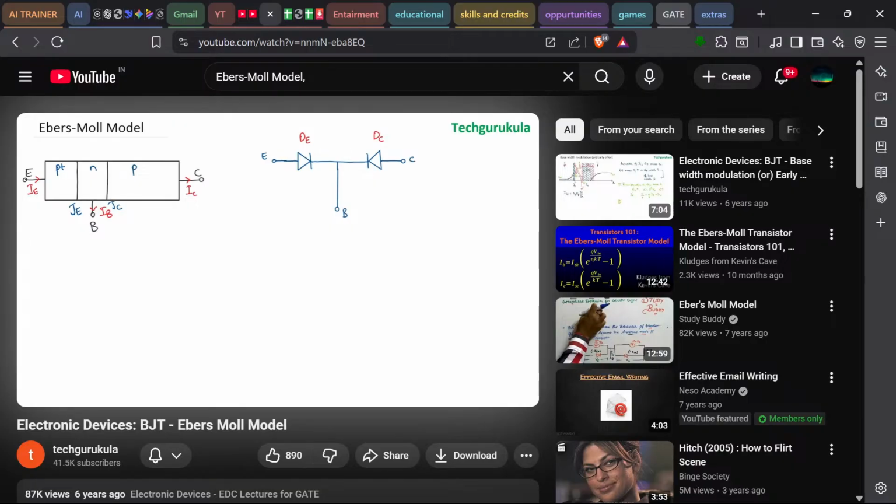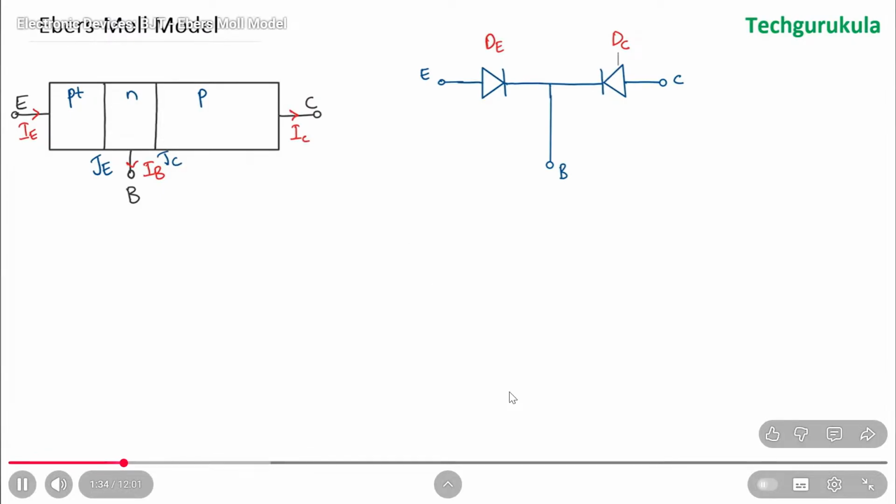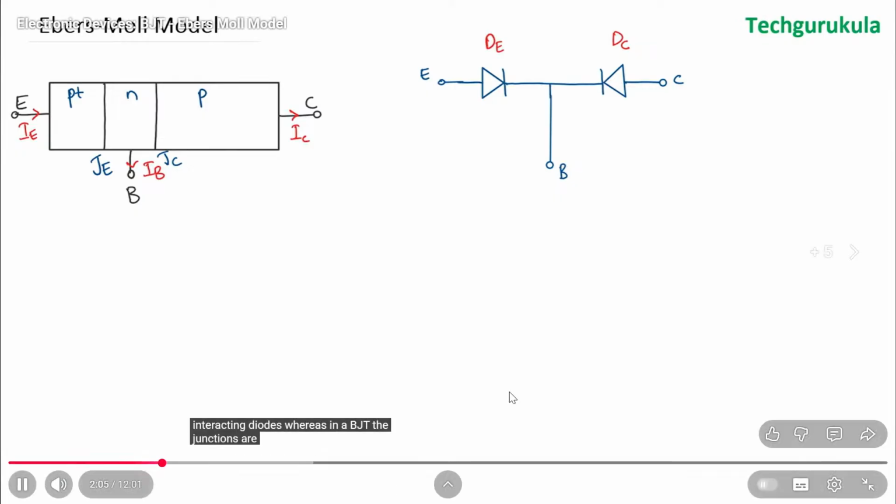If we take two diodes and try to connect in this fashion, obviously they wouldn't work as a BJT like we have on the left side, because this first diode DE cannot control what happens in DC, the collector diode. And the same thing happens here, DC cannot control what happens in DE if you have two diodes connected in this fashion. Whereas in a BJT, the two junctions are interacting junctions, because the current flowing in the collector junction is controlled by the current flowing through the emitter junction in active mode.